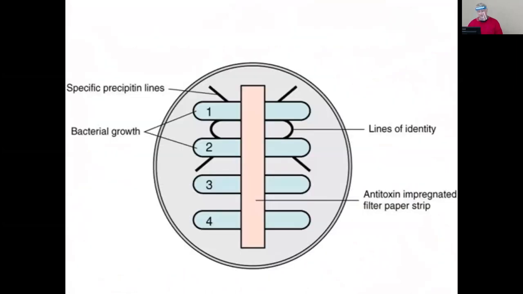So here is the Elek test. You have this antitoxin-impregnated paper strip through the middle. Then we have specific precipitin lines, and then you have bacterial growth. So these would be our colony streaks. This would be like diphtheriae one, you know, we would do that. And if we get lines of identity, which are round, if you're in immunology, right? Everybody's had immunology or is having it, then you know what that is. That's an ID line if it is what? If it's round, right? If we round out.